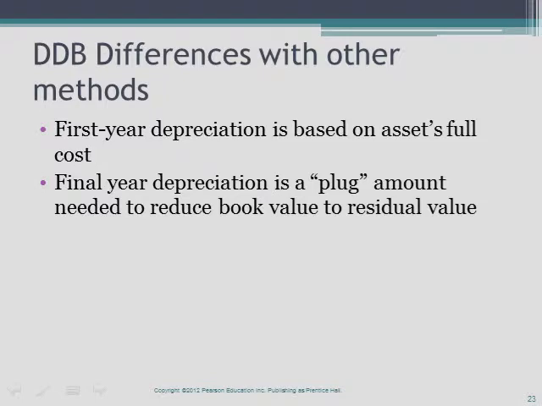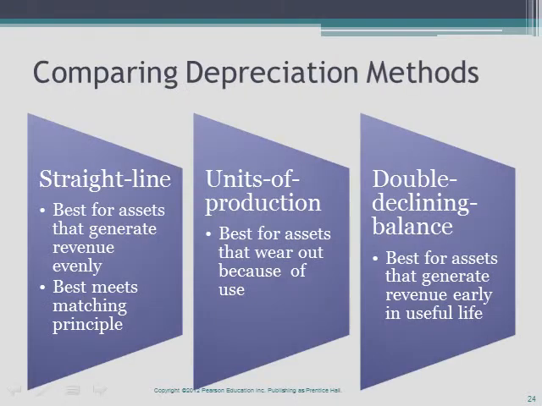So the double declining balance method differs from the other methods in 2 ways. First, residual value is ignored initially. First year depreciation is computed on the asset's full cost. And then depreciation expense in the final year is the plug amount needed to reduce the asset's book value to the residual amount.